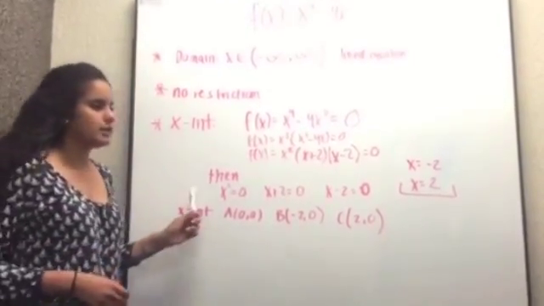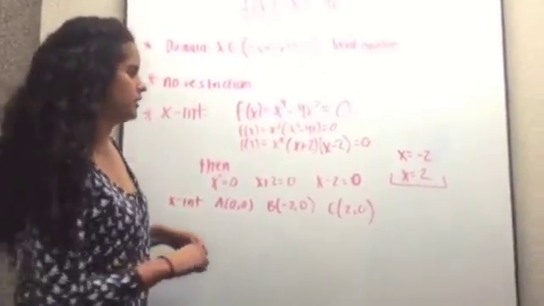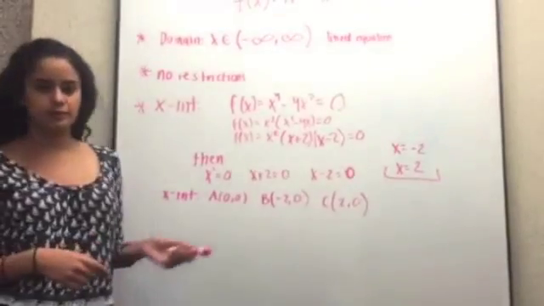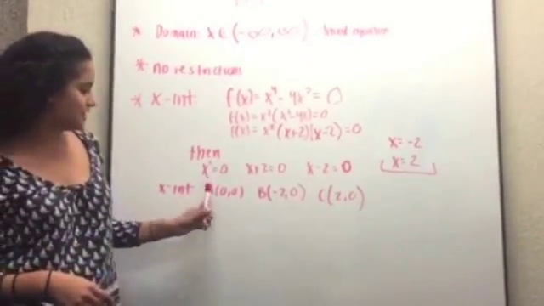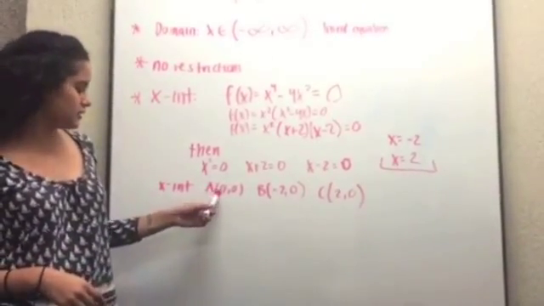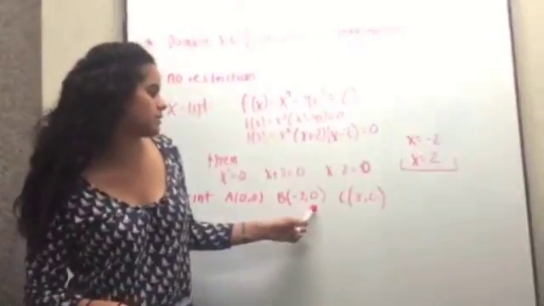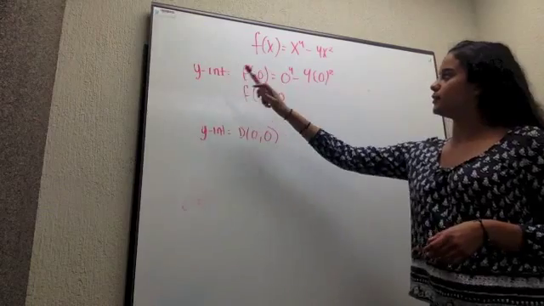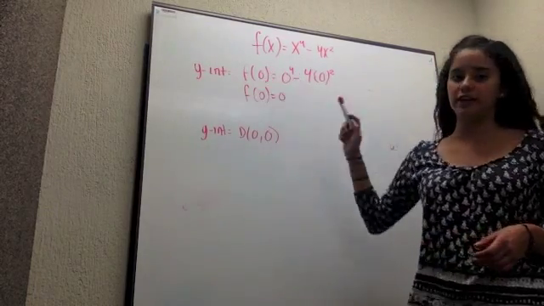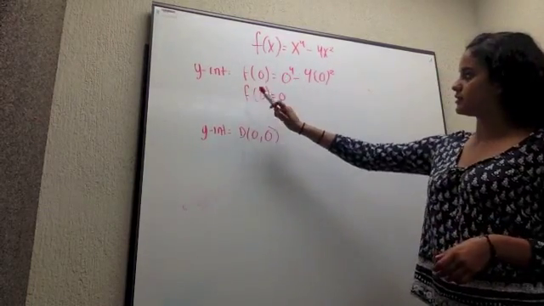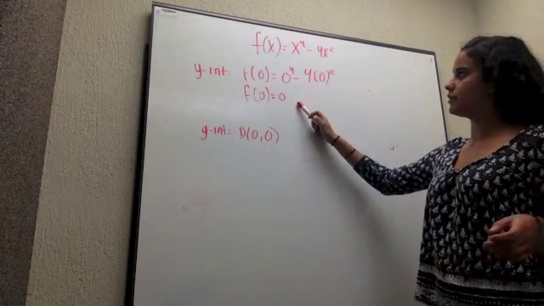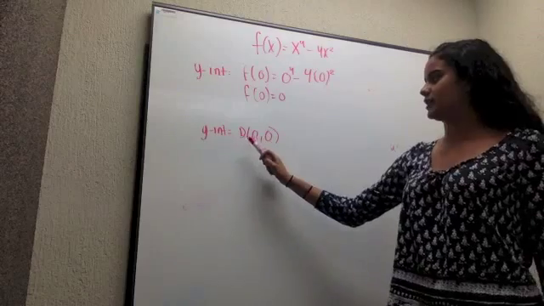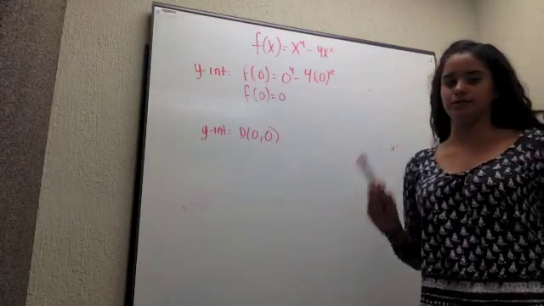And with this we get the x-intercepts, which were x equals minus 2 and x equals 2, and we plug them in as points: a is (0, 0), b is (-2, 0), and c is (2, 0). To get our y-intercept, we put 0 instead of x in our equation, and it gave us f of 0 equals 0. So our y-intercept is d, (0, 0).